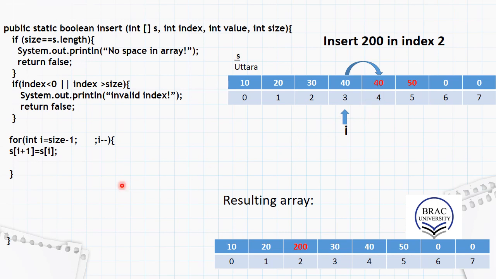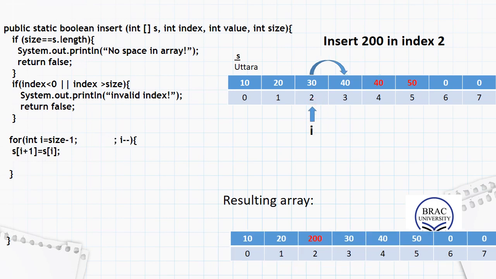Okay, so at this point, I want you guys to think of this condition and try to write it on your own, that how long should I decrement. Remember, I want to insert the value in index 2, so all the values shouldn't be shifted. So after this shifting, I will decrement one more time, and then 30 moves to the next slot.